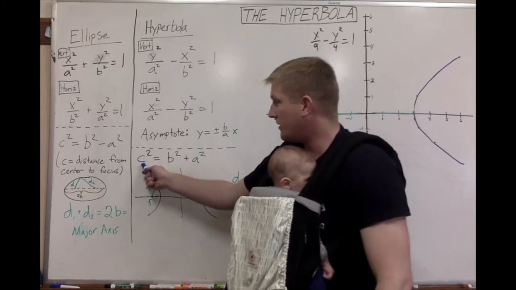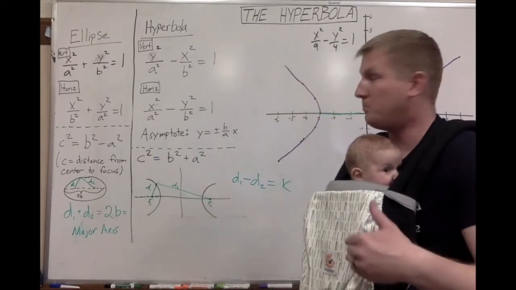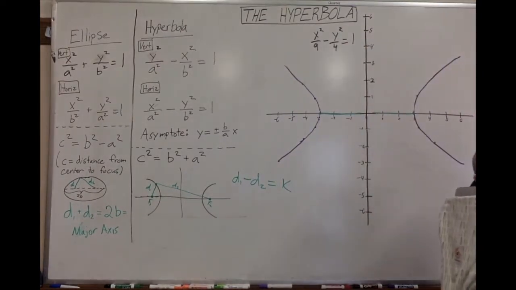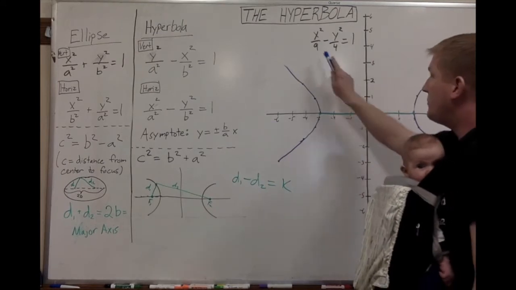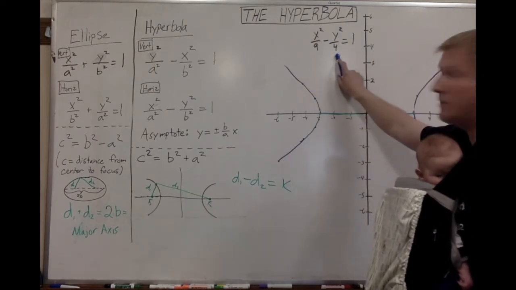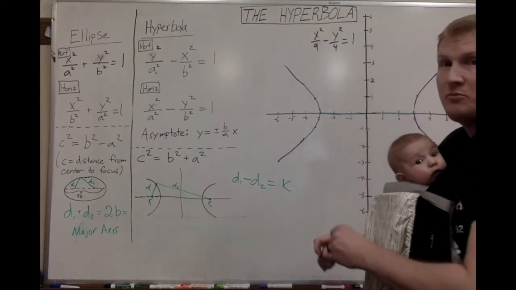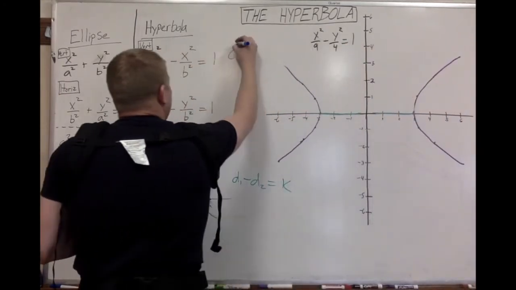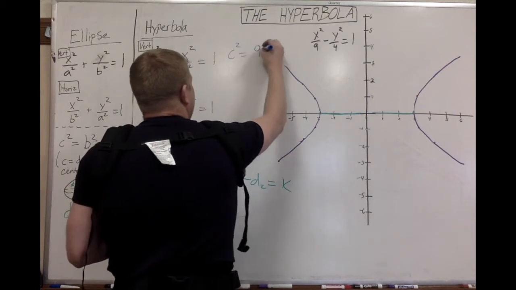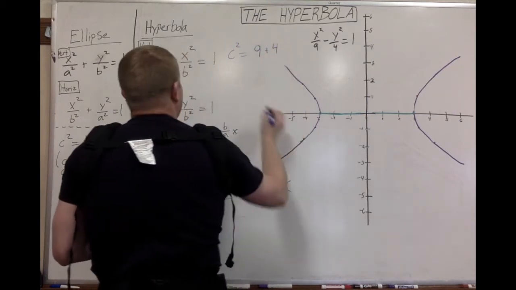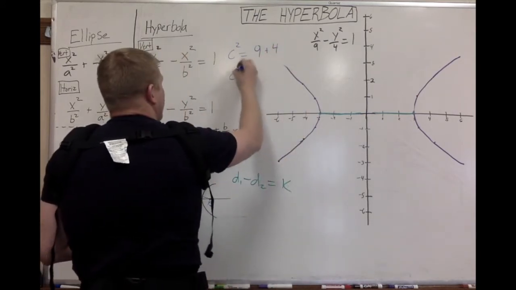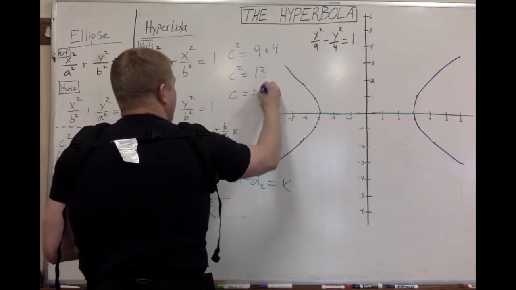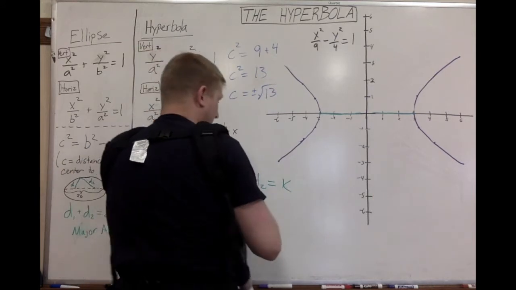So if c squared is going to be equal to b squared plus a squared, all right, well, let's look at our example that we've been dealing with. In this case, a squared is 9, b squared is 4. So c squared is equal to 9 plus 4, so c squared is equal to 13. So c is equal to plus or minus the square root of 13.